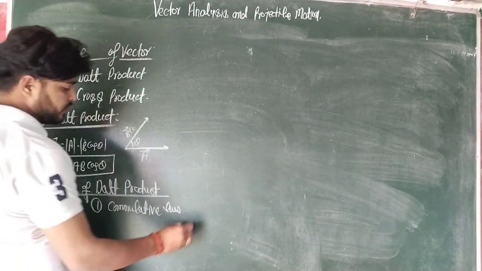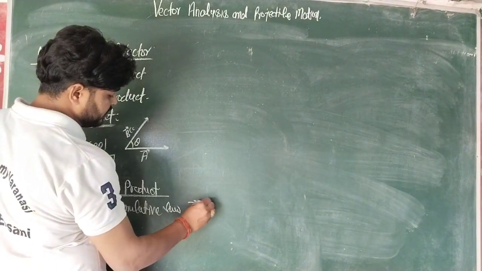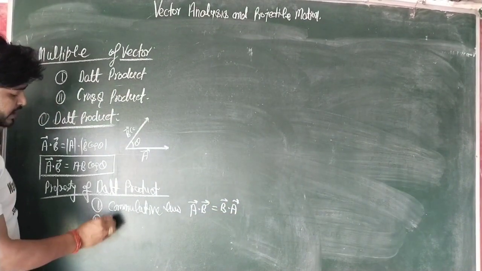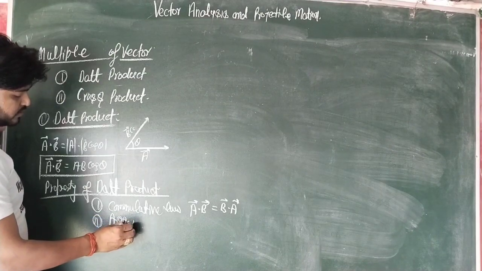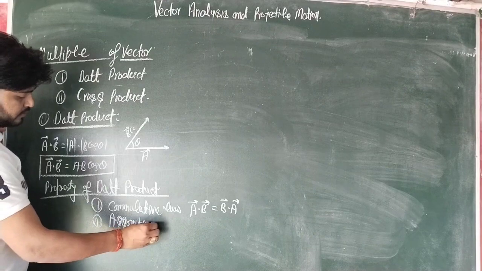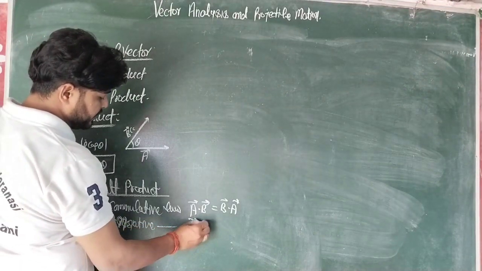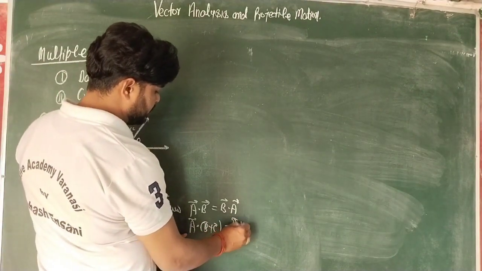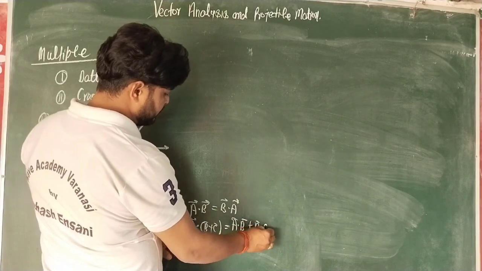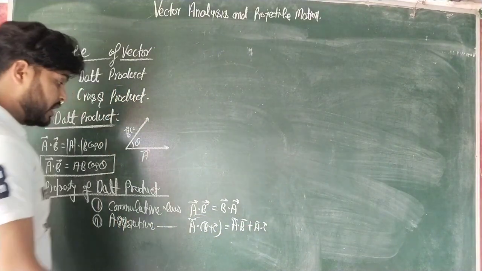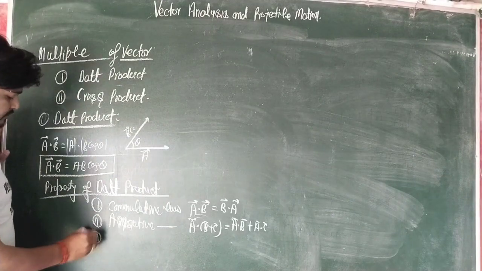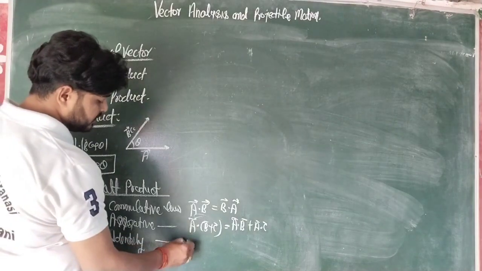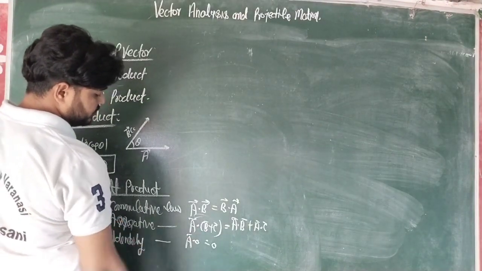Commutative law: for vectors A and B, we can write vector A dot B equal to vector B dot A. Second, the associative law also follows: vector A dot (B plus C) is vector A dot vector B plus vector A dot vector C. We can multiply with two others. The identity law also follows: vector A dot 0 equal to 0.